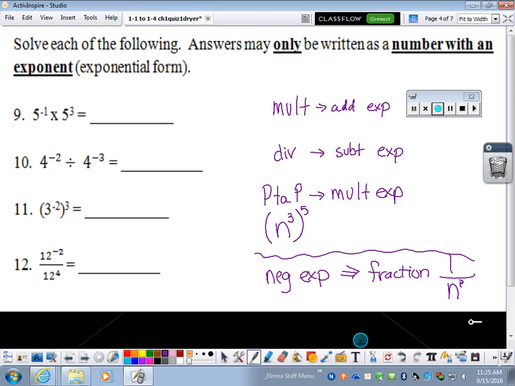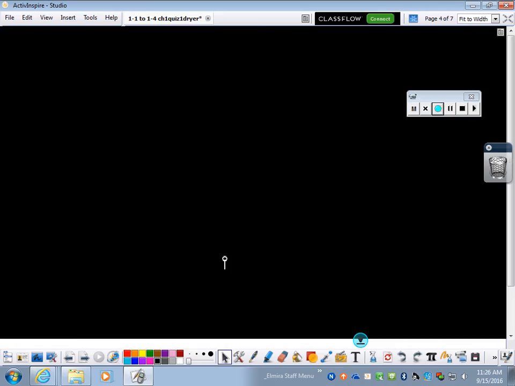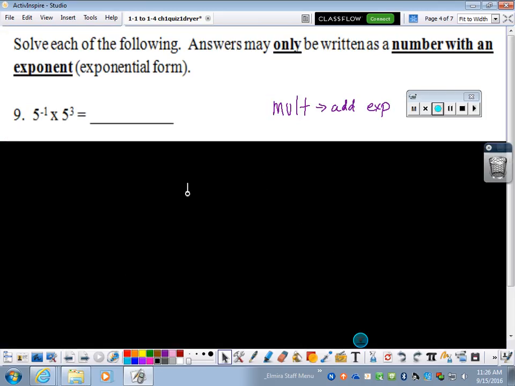All right, number 9. Okay, 5 to the negative first power times 5 to the third power. So we're going to keep our base. Automatically write 5 on the line. Okay, this is a multiply problem, so I add my exponents.